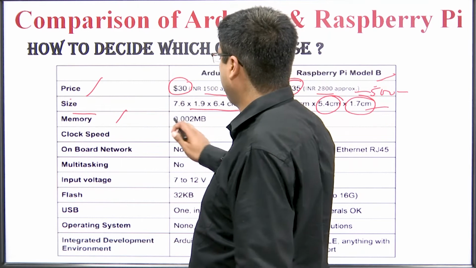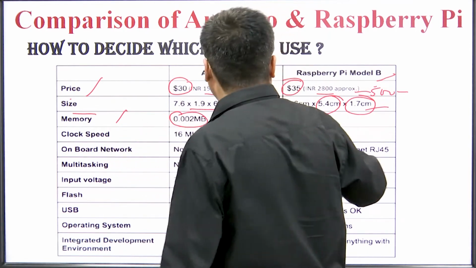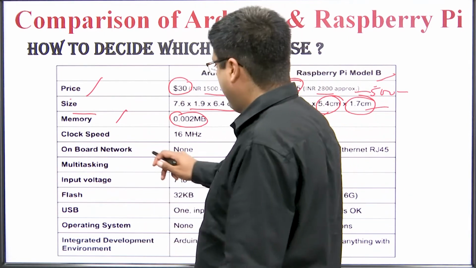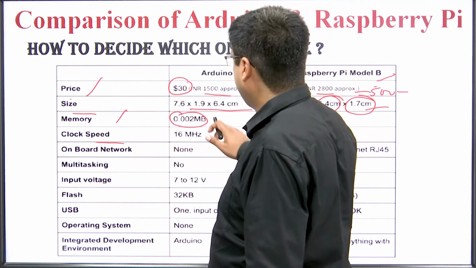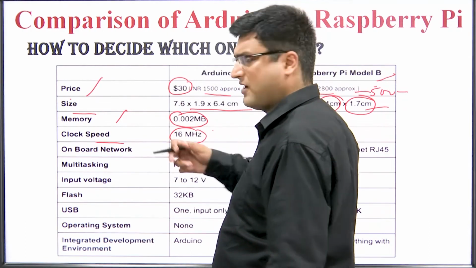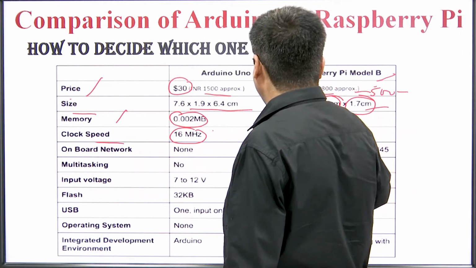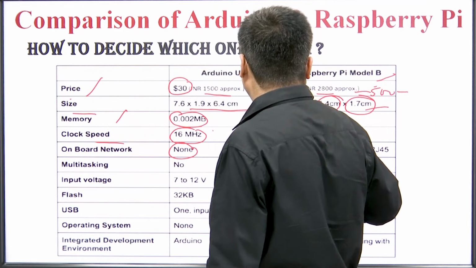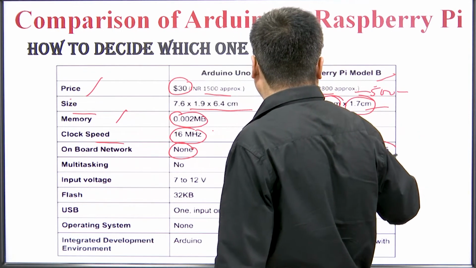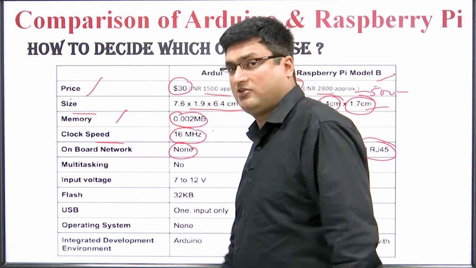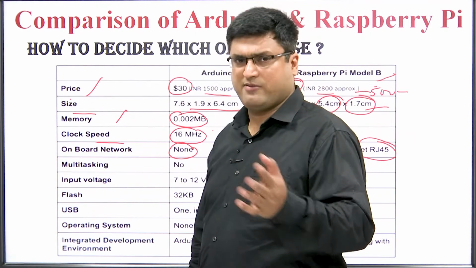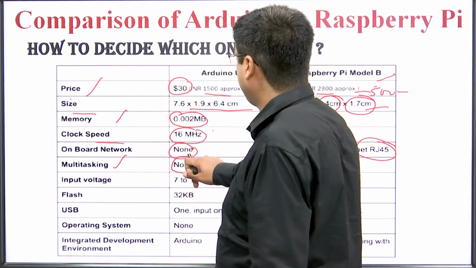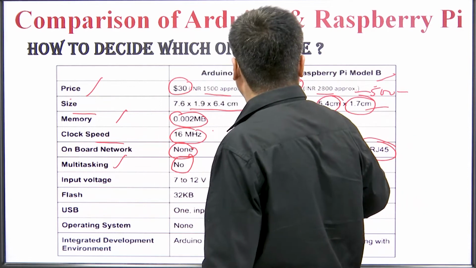Memory in Arduino is up to 0.002 megabyte, and here the memory is 512 megabyte. Next is clock speed. The clock speed of Arduino is 16 megahertz, as we have seen, and here the clock speed is 700 megahertz. Onboard network is none in Arduino, and here there is an Ethernet RJ45 connector, 10/100 wired. Ethernet connection is available in Raspberry Pi, but it is not available in Arduino. Multitasking is not possible in Arduino, but multitasking is possible in Raspberry Pi.